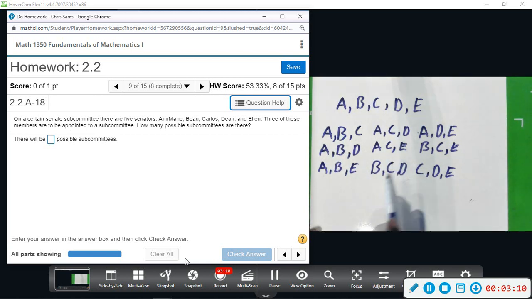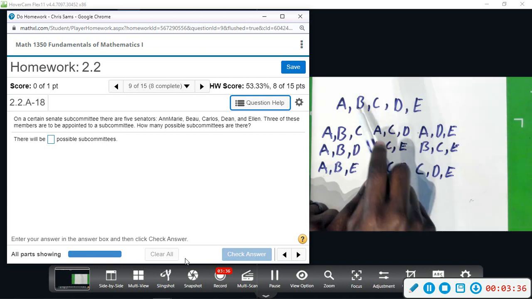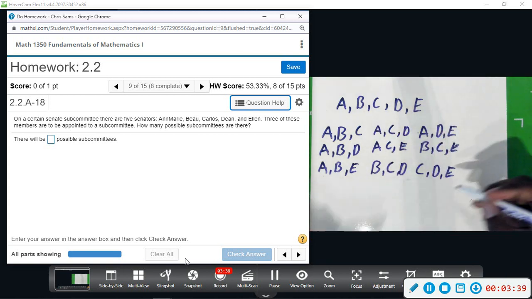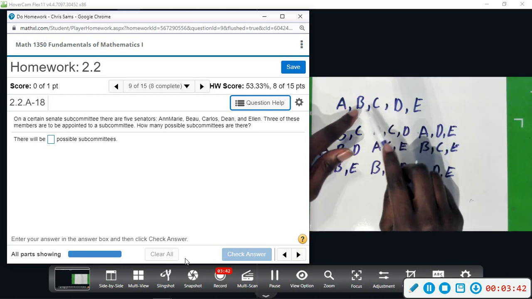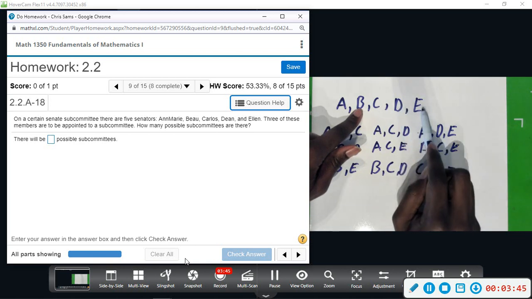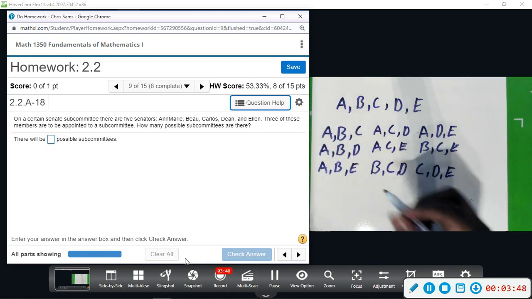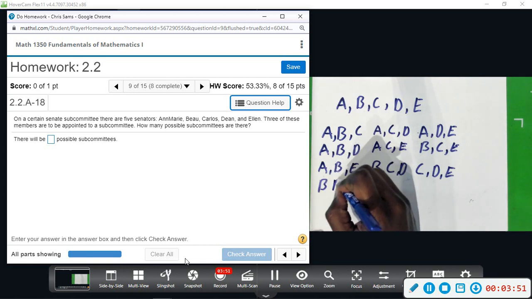1, 2, 3, 4, 5, 6, 7, 8, 9. Seems as though something is missing. ABC, ACD, ACE, ABE. Okay, so then we do BCD, BCE. I didn't skip over. So BDE. I knew there should be 10. So I started with BCD and BCE. We also have BDE. Okay, so BDE.